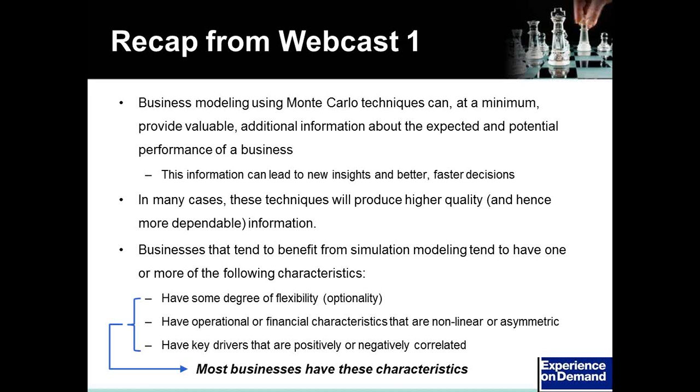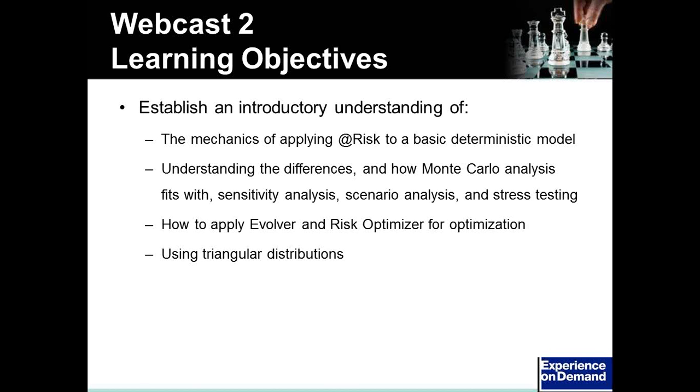Businesses that tend to benefit from simulation modeling tend to have one or more of the following characteristics. They have some degree of flexibility or optionality. They have operational or financial characteristics that are nonlinear or asymmetric. And they have business drivers that tend to be either positively or negatively correlated. And it turns out that most businesses have these characteristics to some degree.